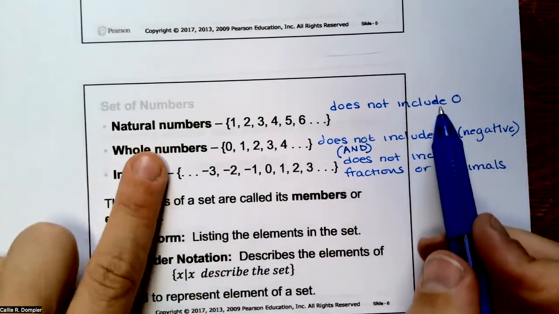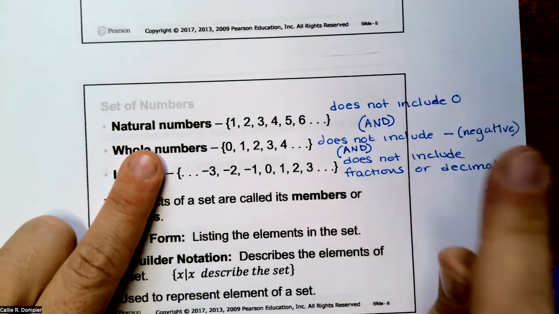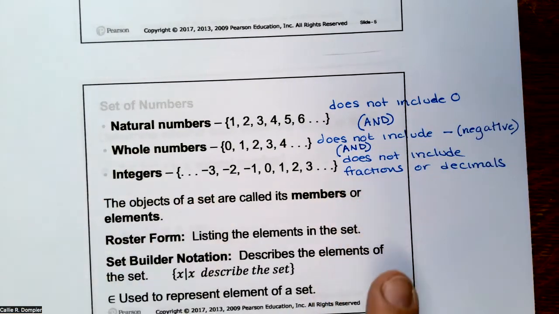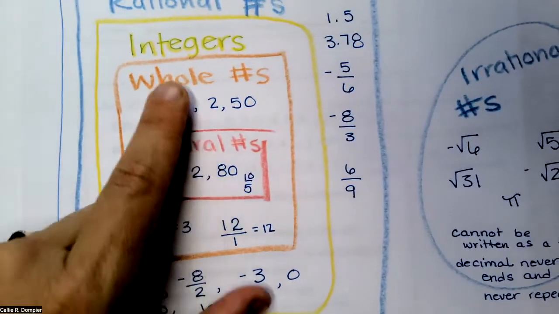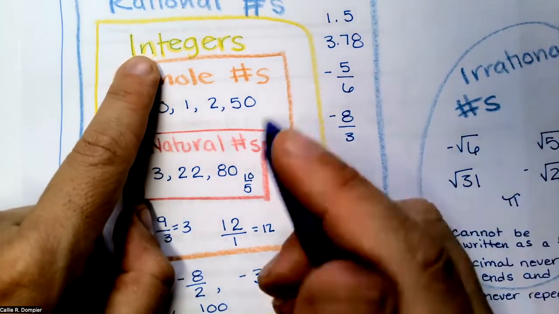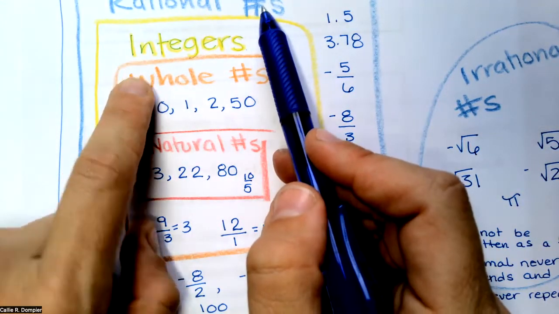And then natural numbers do not include 0, do not include negatives, and do not include fractions or decimals. So that's why I put them inside. So no integer is going to be an irrational number, right? The integers are only coming from rational numbers. All integers are rational numbers.